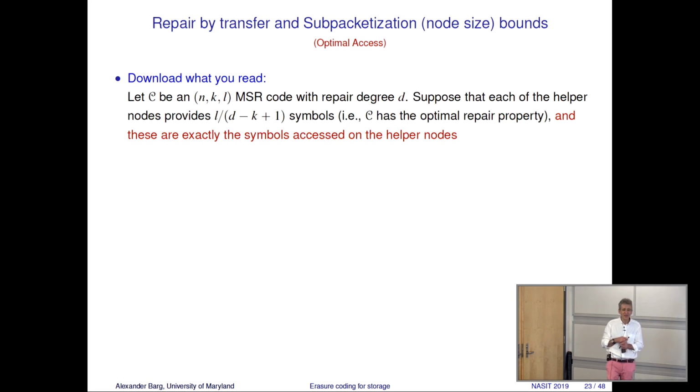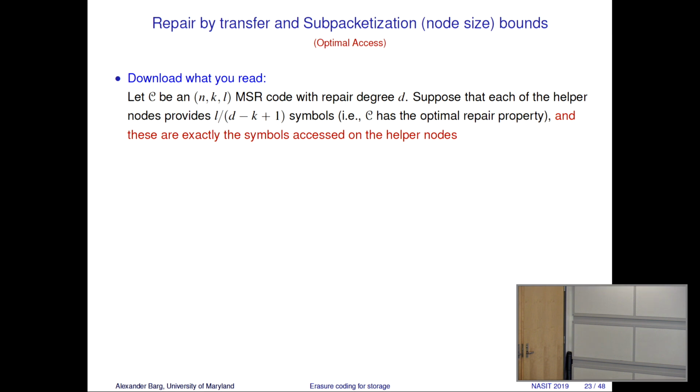Repair by transfer. You see, as I said, these questions introduce more and more variations. So what did I do in this optimal construction? We look at the entire node, we do some processing, we move that information to the repair center, and well, we move one symbol, but we have looked at all the symbols at the helper node. Maybe this is wasteful. Maybe we should require that what we look at, that we transfer. Right? Repair by transfer, or optimal access. So optimal access is basically: download what you read.